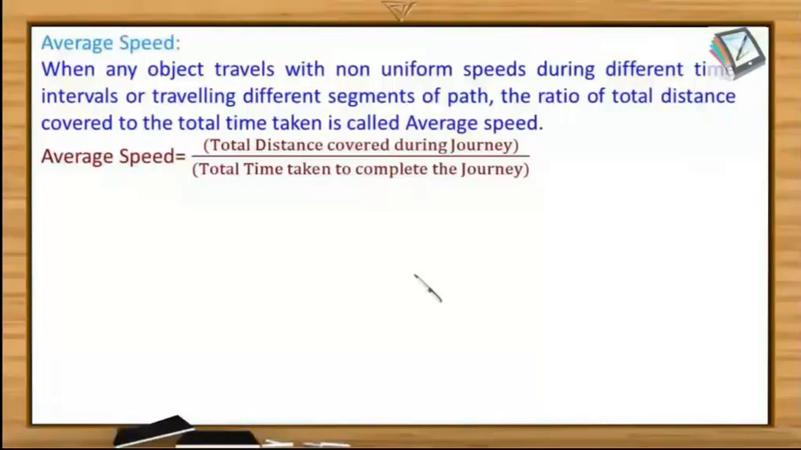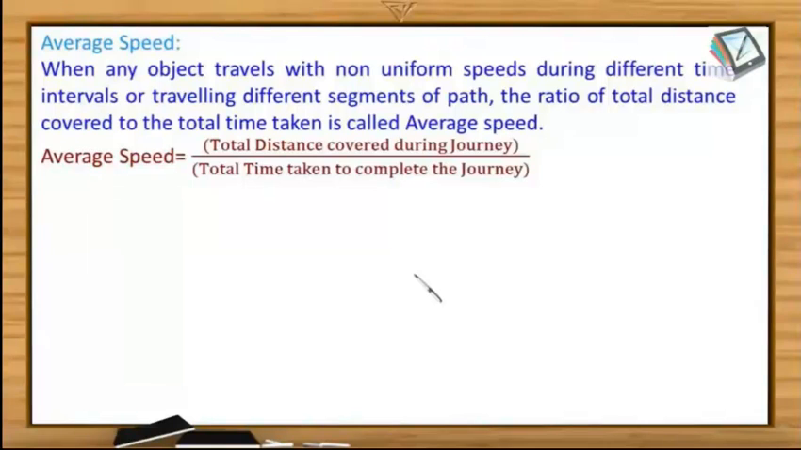So let's move on. The next thing that we can see is average speed. Suppose some particle moves with different speeds during different time intervals also. So in order to find the average speed, we can find the total distance covered by the particle in the journey and divide by the total time taken to complete the journey. That is the average speed.